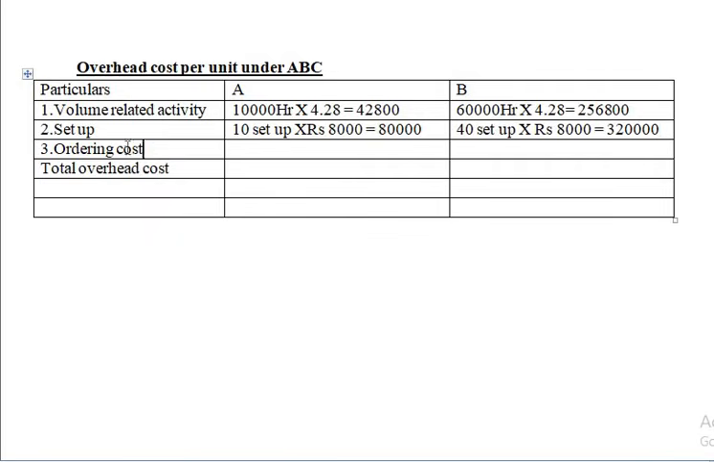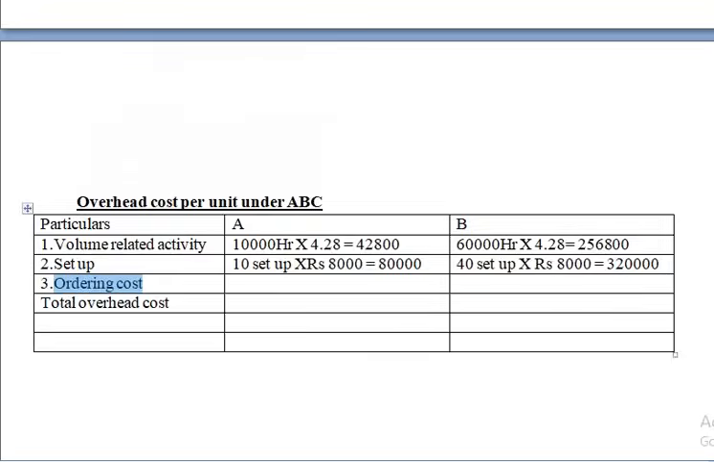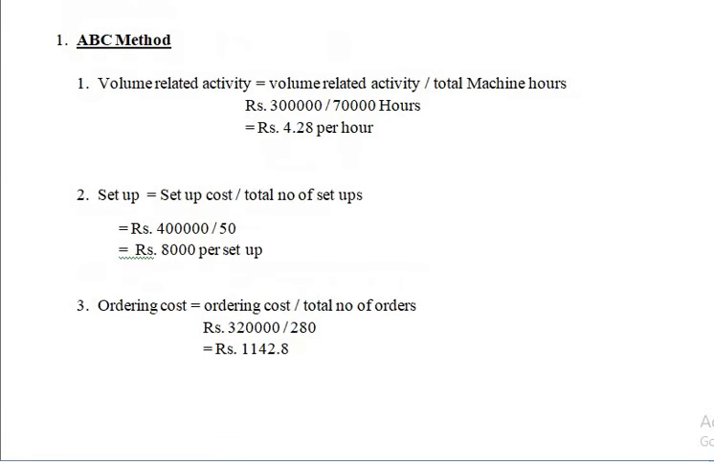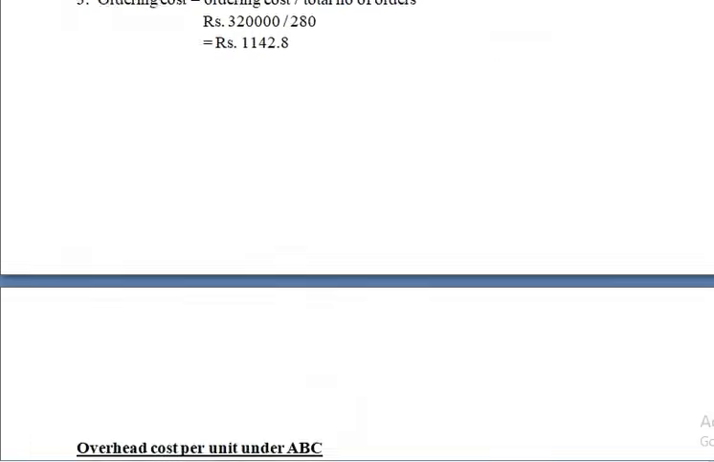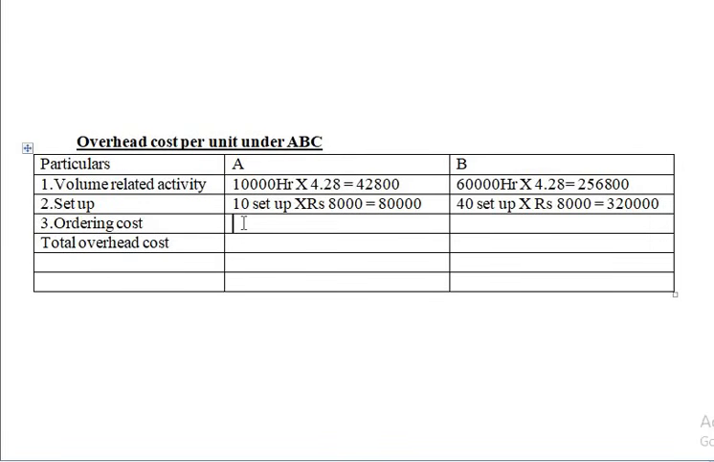Now come to the last activity, ordering cost. So ordering cost is based on total number of orders. So the expense related to order is 3,20,000. This is based on the total number of purchase orders. So total number of purchase orders for product A is 80 and for product B is 200. So ordering cost for product A 80 orders. Next for product B 200 orders.